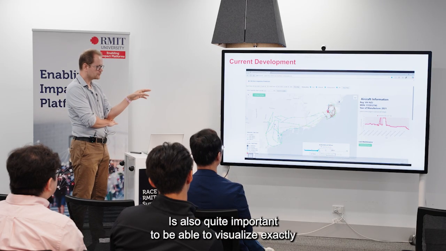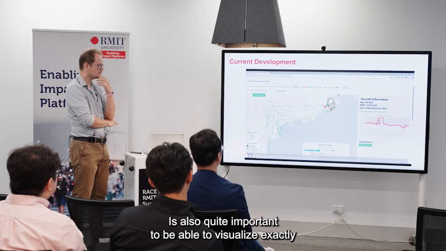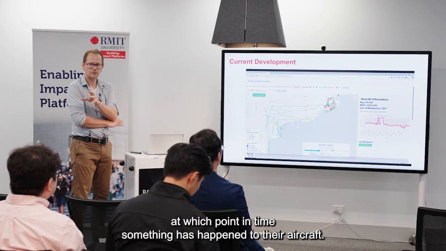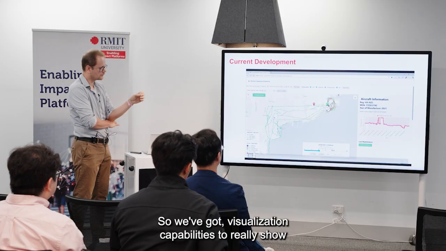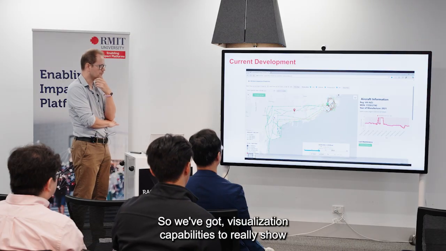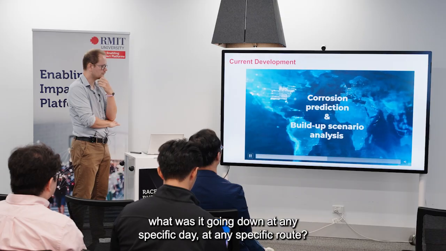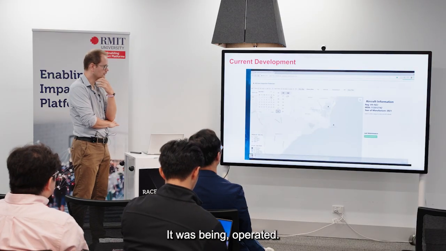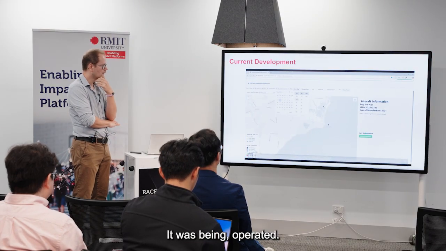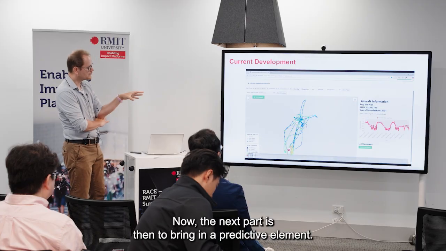For the end users, it's also quite important to be able to visualize exactly at which points in time something has happened to their aircraft. So we've got visualization capabilities to really show what was going on at any specific day, on any specific route that was being operated. Now the next part is to bring in a predictive element.